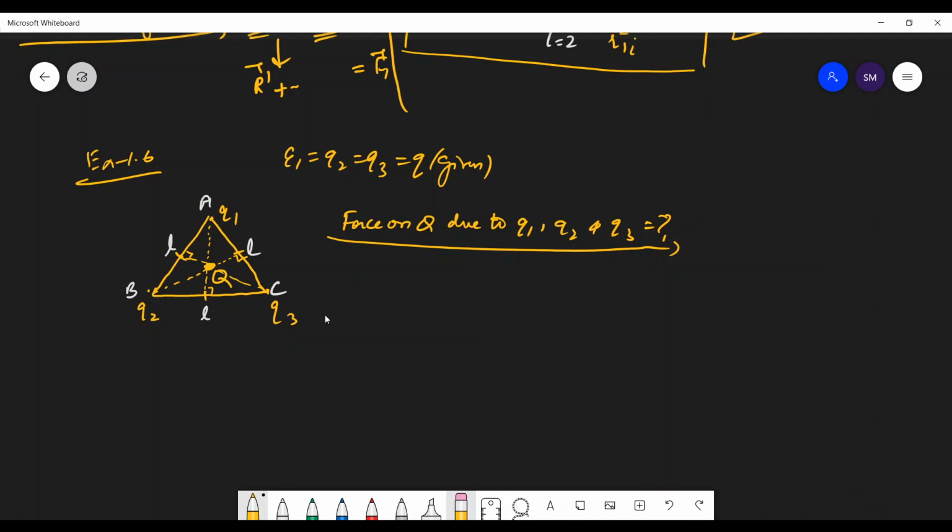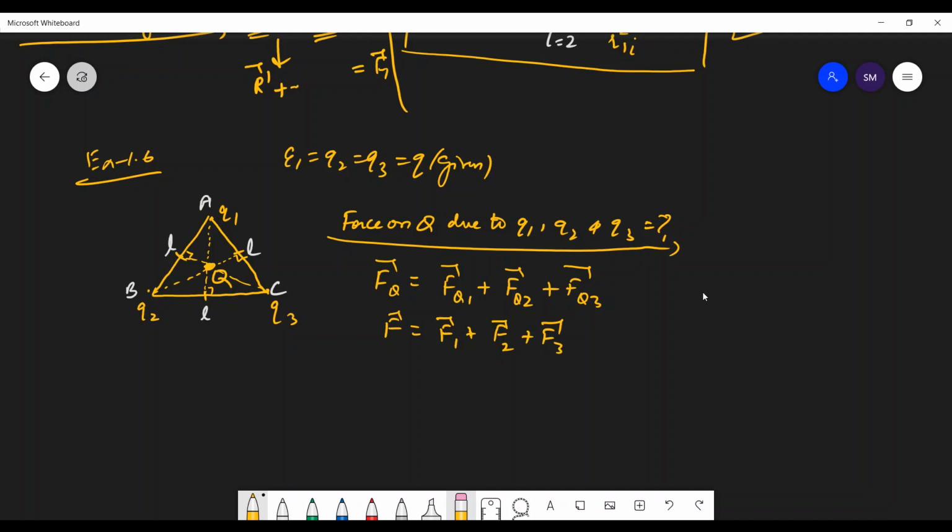Now see, students, we know the formula that the force on Q, if I want to find, will be equal to the force on Q due to the first, then the force on Q due to the second, and then the force on Q due to the third, Q3. So I can write it as F is equal to F1 plus force due to Q2 and force due to Q3 also. That's the same thing. It is as per your convenience.